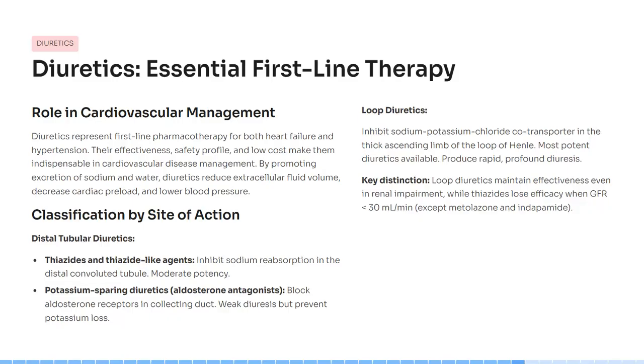Loop diuretics inhibit the sodium-potassium-chloride co-transporter in the thick ascending limb of the loop of Henle. The most potent diuretics available are the loop diuretics. They produce rapid, profound diuresis. Loop diuretics maintain effectiveness even in renal impairment, while thiazides lose efficacy if the GFR is less than 30.